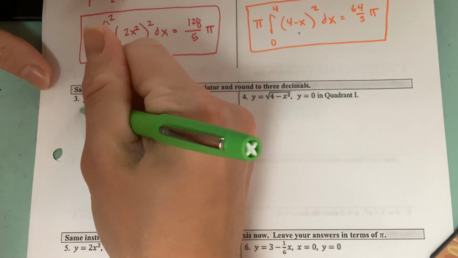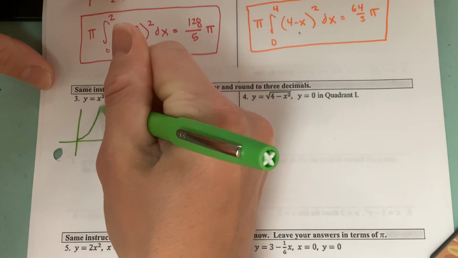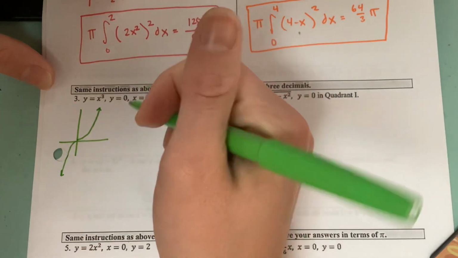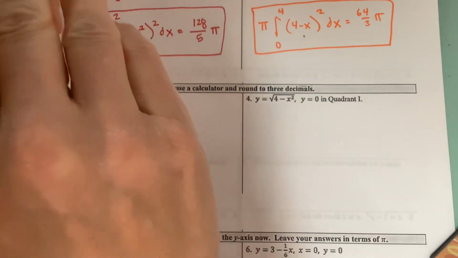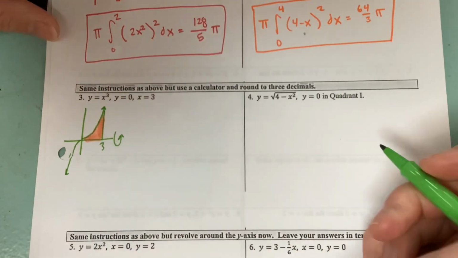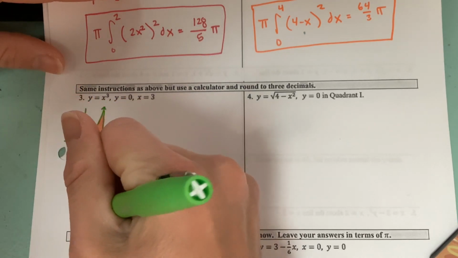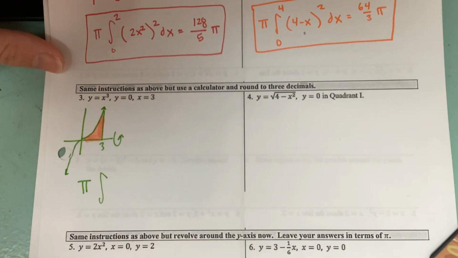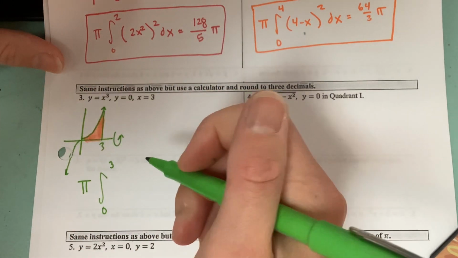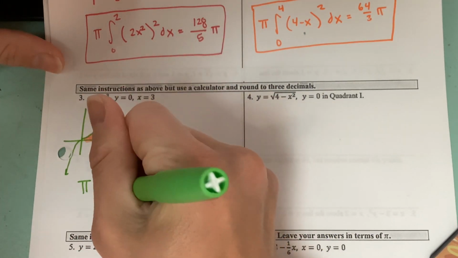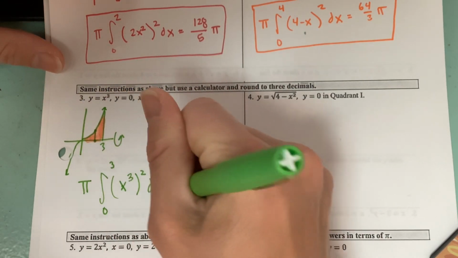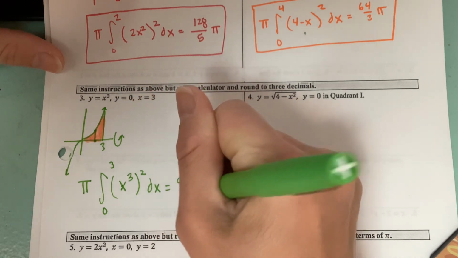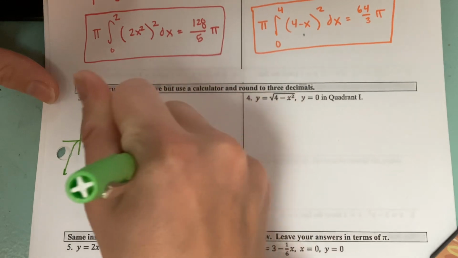All right, so I've got y equals x cubed, which looks kind of something like that, y equals 0, and x equals 3. So this is my region here that I'm revolving. And we're still revolving it around the x-axis. So pi integral from 0 to 3. The top function is x cubed squared, pi r squared and dx, which is going to give you 981.523 when you type that in the calculator.